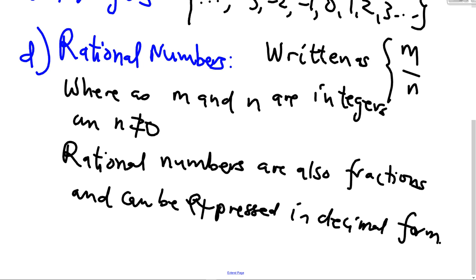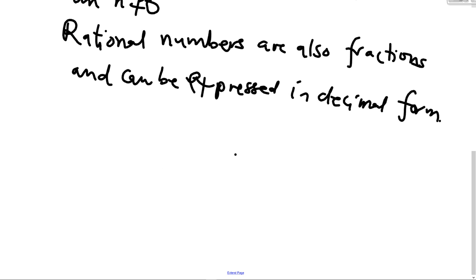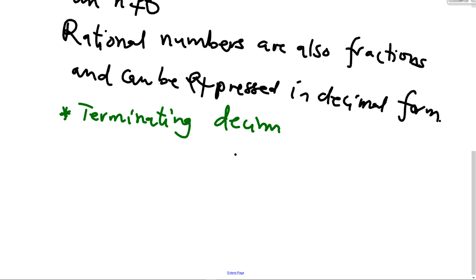But within the rational numbers, we have what are called terminating decimals. Terminating decimals are those rational numbers where, if you divide, since it's a fraction, for example 13 over 8, you get 1.625. So this one is terminating. 13 divided by 8 gives exactly 1.625.